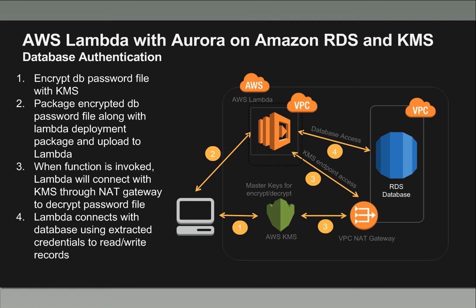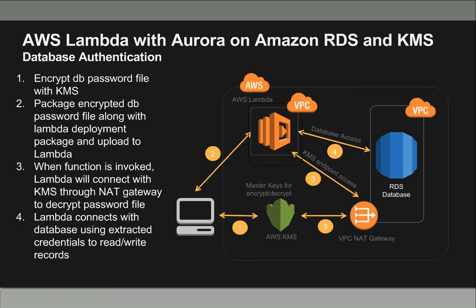So when a Lambda needs to talk to an RDS database, one thing you need is database credentials, which is username and password. Obviously, you don't want to package your password file in clear text within the Lambda function, in which case you would need to encrypt the database password file.